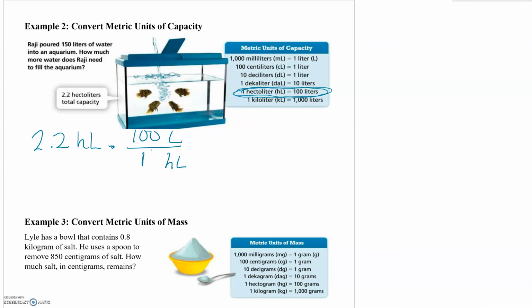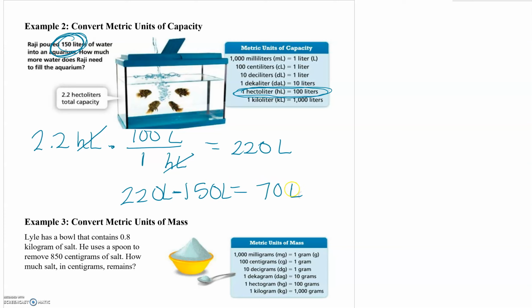All right, so go ahead and cancel out my units. So I'm just left with my liters here. I'm going to have 2.2 times 100, which is going to give me 220 liters. So this is how many liters are in there. The capacity of the aquarium is 220 liters, and he's only poured in 150. So we want to take our 220 minus our 150 to determine that he will need 70 more liters of water to fill the aquarium.